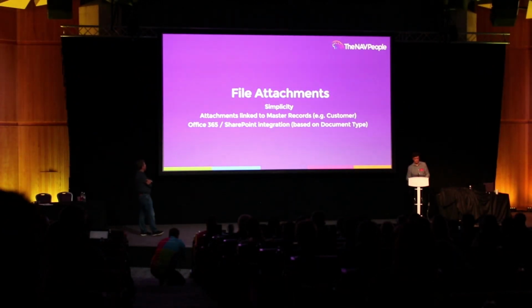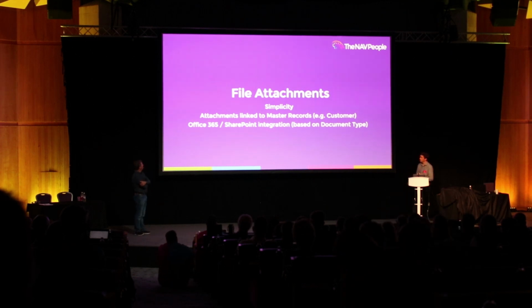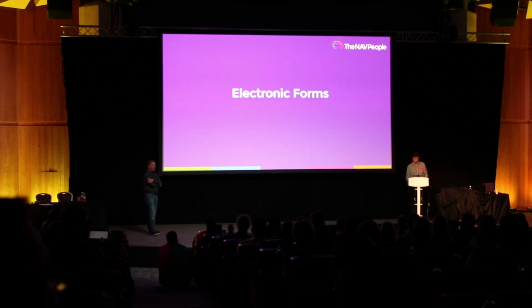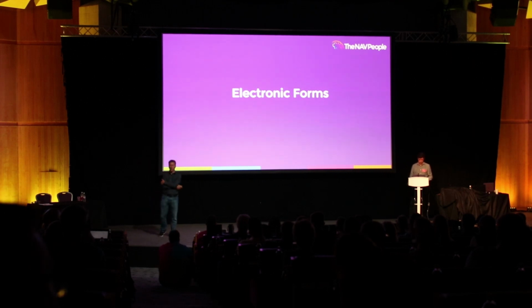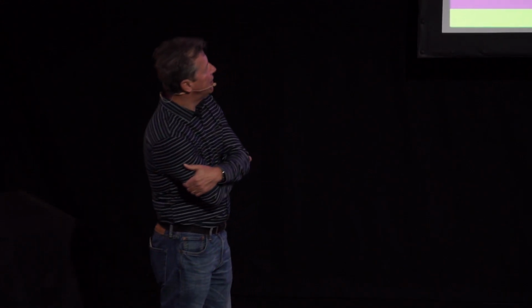Thank you. So, same thing, simplicity, cross-system master record linking, and Office 365 SharePoint integration. Again, we've had electronic forms for some time. Electronic forms are an Excel spreadsheet you create, you give it some mapping, and using that mapping, it'll automatically update information inside NAV. That's been a beautiful system for many years, but we thought we'd make it a little bit simpler and give it a little bit more security. So Paul will quickly run through that now.